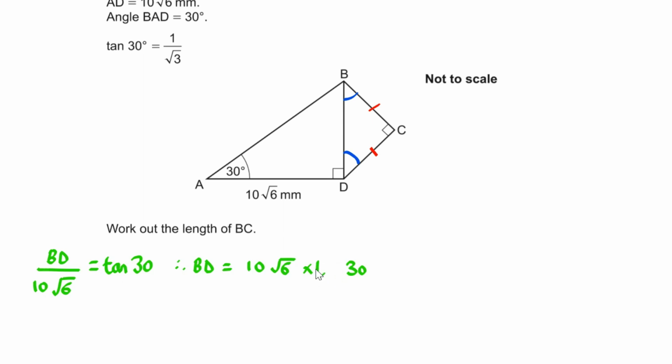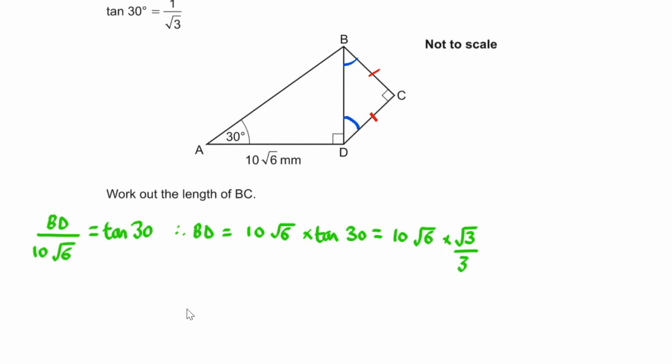So apologies for that. So tan 30, we know that tan 30 is root 3 over 3. So we've got here 10 root 6 times by root 3 over 3. So how does this help us? Well, what we can now do is find out what BD is.